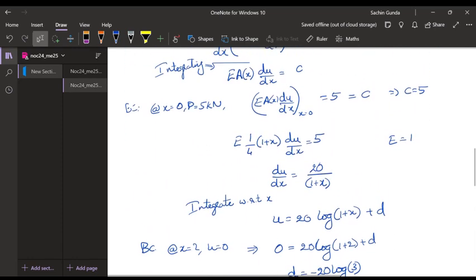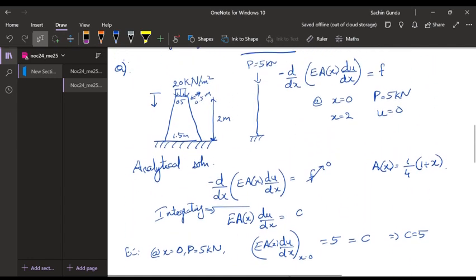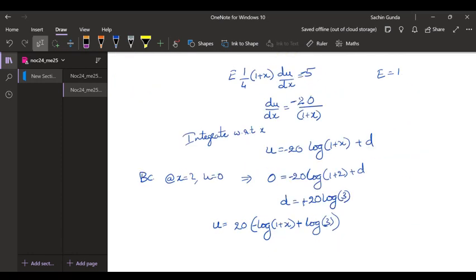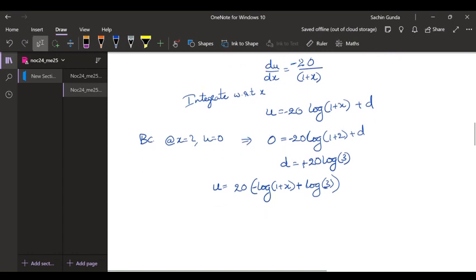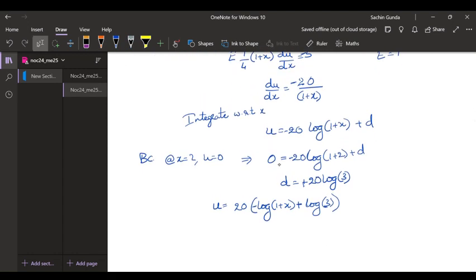One place here it should be minus. Sorry, this should be natural log, not this log.